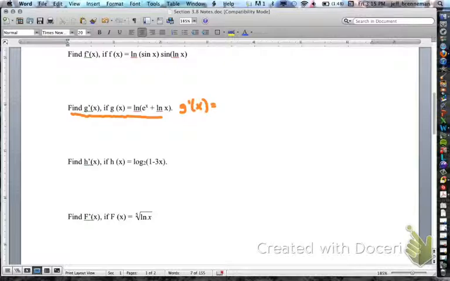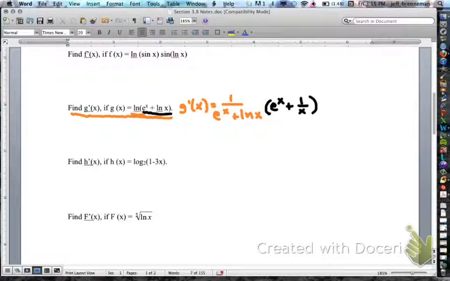Well, I see that this would be 1 over the quantity e to the x plus the ln of x. But then I need to make sure that I care for that inner function. As you can see, that would be the outer function that we've just taken the derivative of. Now, let's take the derivative of the inner function. And the derivative of that inner function would then be e to the x plus 1 over x.